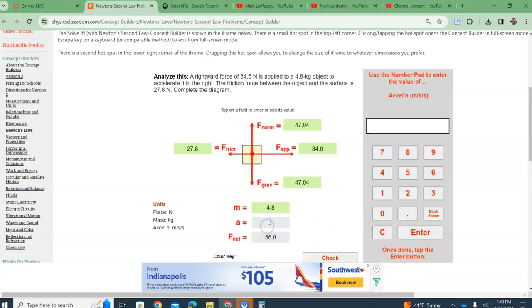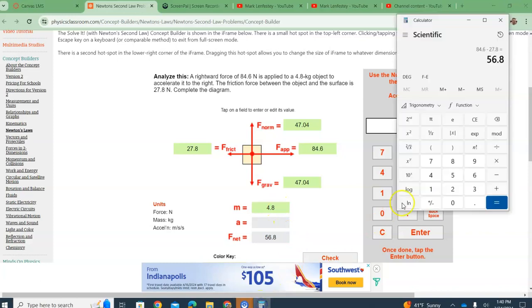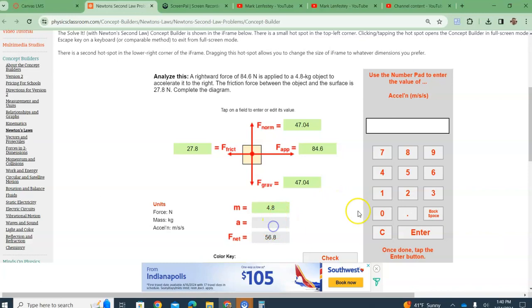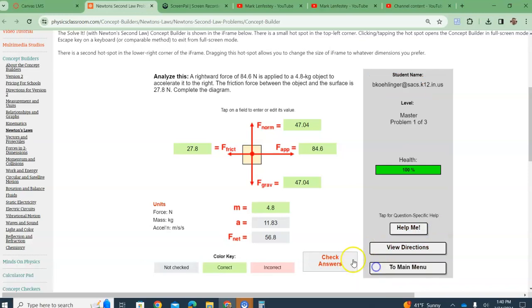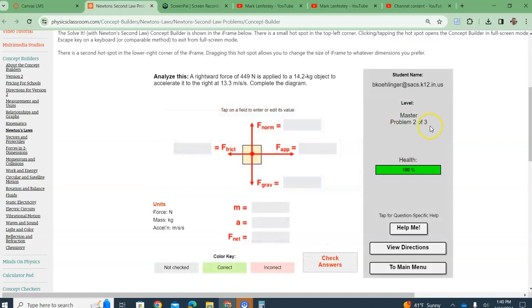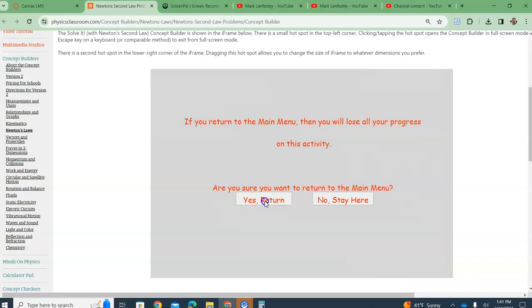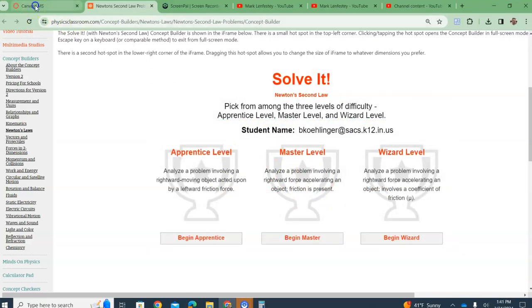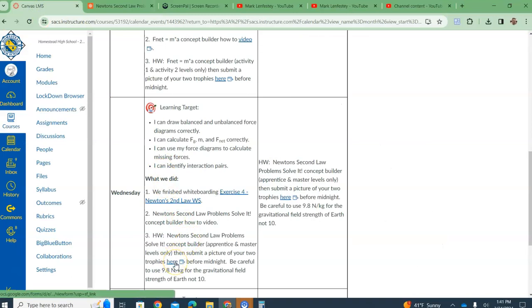Now I can go ahead and find the acceleration because remember F net equals ma, so I can take the net force 56.8 divided by the mass 4.8, and I'll get my acceleration. And I get 11.83. And I can check my answers to see if I got it right, and I did. So there are three questions there, and once you get it all submitted and you get everything correct, then you'll get both of those trophies, and then you'll submit those trophies right here before midnight. Okay.